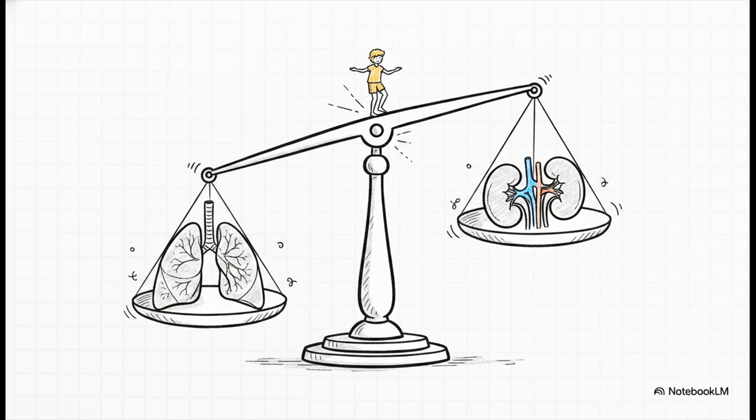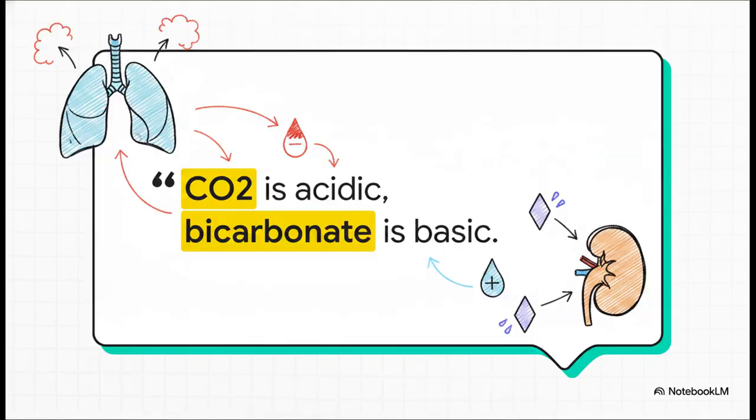So to protect this window, your body uses two distinct systems that act like the ultimate tag team, the respiratory system and the renal system. Okay, if you remember nothing else from this section, memorize this master key. CO2 is acidic, and bicarbonate is basic. That's the whole framework. Your lungs are constantly regulating the acidic CO2 by just breathing it out, while your kidneys are down there managing the basic bicarbonate by either holding onto it or excreting it.